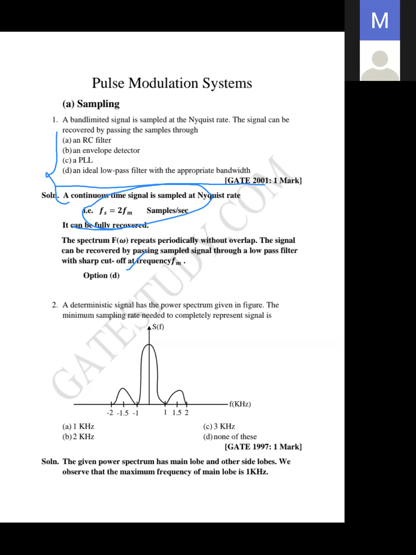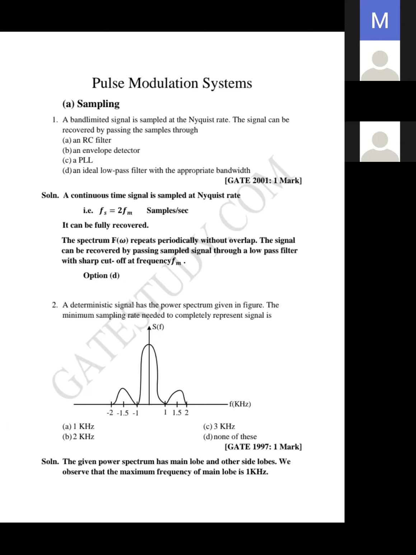So this is the actual definition for sampling. Any band limited signal with the desired frequency range and bandwidth, I can recover without any loss by using a low pass filter. So this is the answer for the first question. This question was asked in GATE 2001.